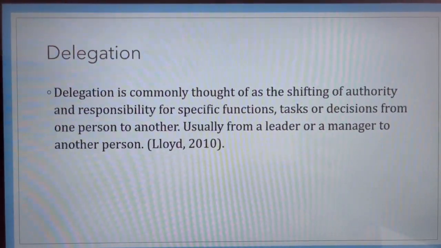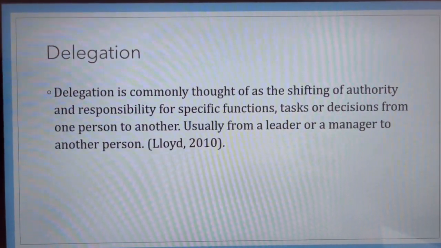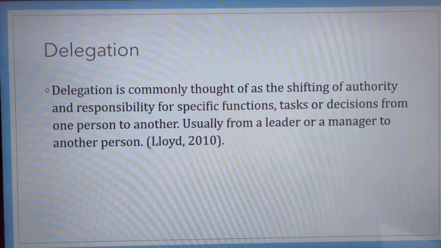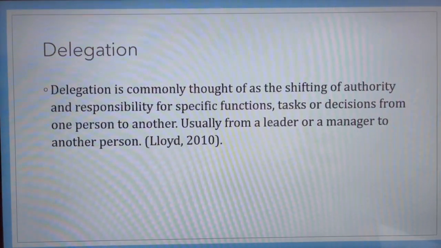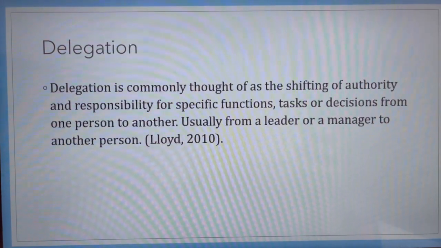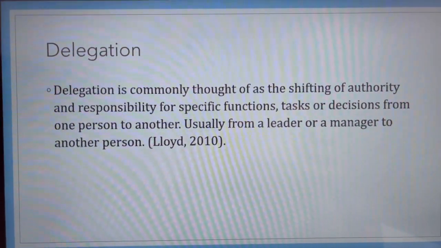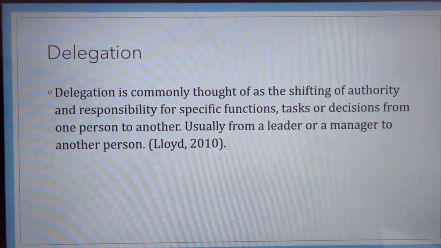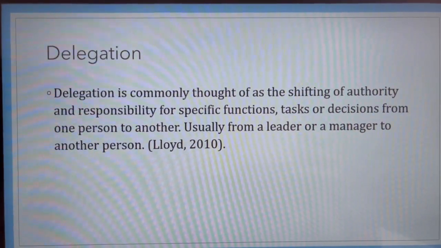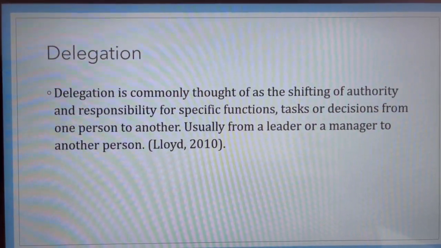Delegation is commonly thought of as the shifting of authority and responsibility for specific functions, tasks, or decisions from one person to another, usually from a leader or manager to another person. Delegation is not pushing off your responsibility, it is about spreading out assignments in a way that best fits everyone and advances the organization.